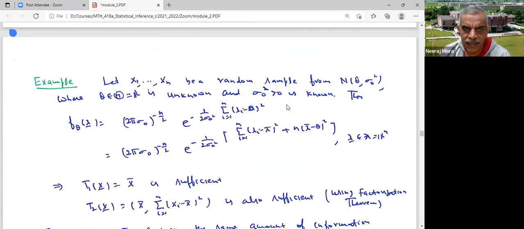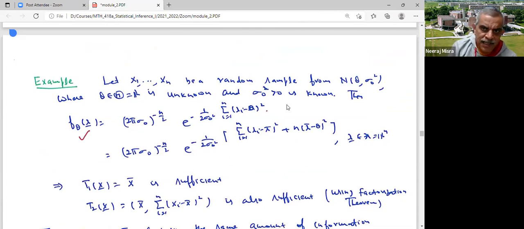Let us look at an example now. Suppose I have a random sample from normal(theta, sigma naught square). Theta is unknown and sigma naught is known. Then you know that your joint PDF can be written like this. It can also be written like this: I add x bar and subtract x bar.